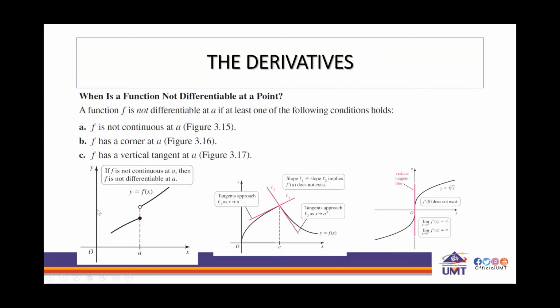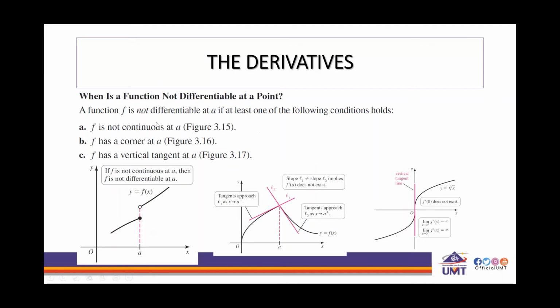Alright. When is a function not differentiable at a point? A function f is not differentiable at a if at least one of the following conditions holds. Like I said earlier, f is not continuous at a. So it cannot be differentiated because it is not continuous. In order for you to differentiate the point or the function, it must be continuous.